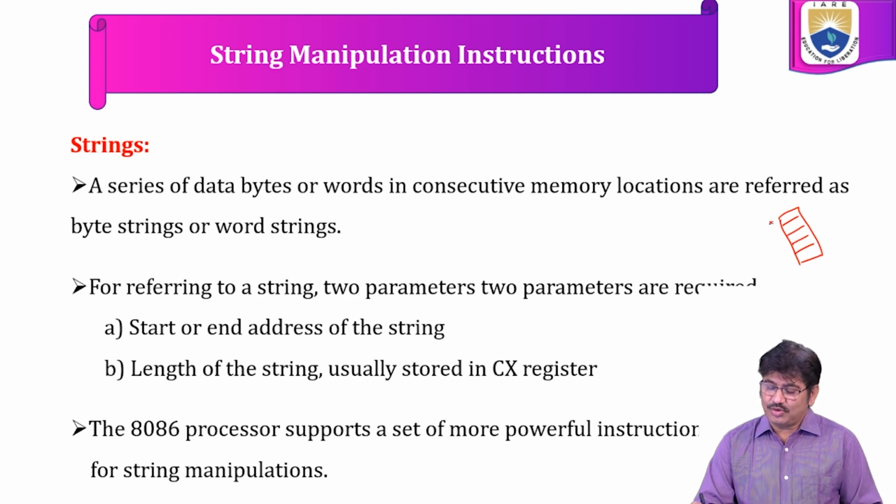If the start address is provided, the string instruction will be executed from lower address to higher address. If the end address is provided, the string manipulation instructions will execute from higher address to lower address. The second one is the length of the string, which is usually stored in the CX register or CL register, which will specify how many data bytes or words are present in the memory location. The 8086 processor supports a set of more powerful instructions for string manipulation.